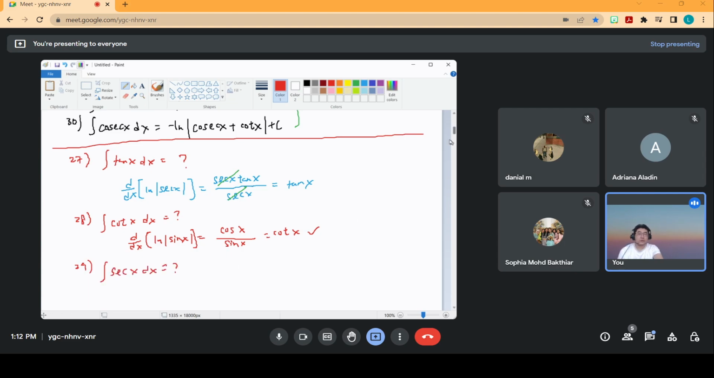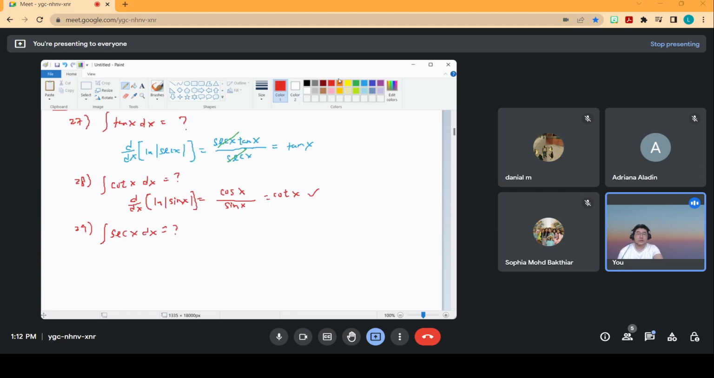Okay, 29. How do we know the integral of secant x? Again, we remember by memorizing the answer and differentiating. The answer is ln of secant x plus tangent x. Whatever is inside goes at the bottom, we leave it as it is. Then the differentiation of secant is secant x tangent x, and the differentiation of tangent is secant square x.